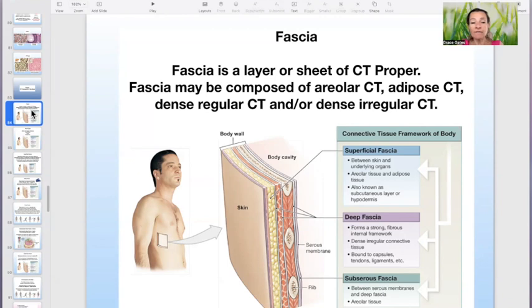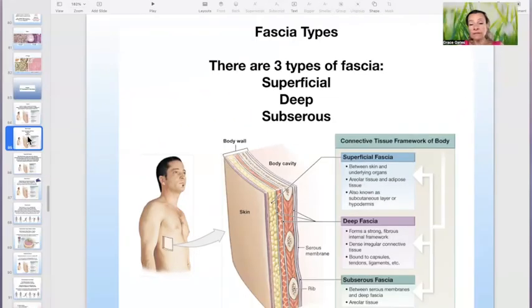So this fascia may be composed of areolar connective tissue, adipose connective tissue, dense irregular connective tissue, dense regular connective tissue, any of the above. There are three types of fascia: superficial, deep, and subserous.